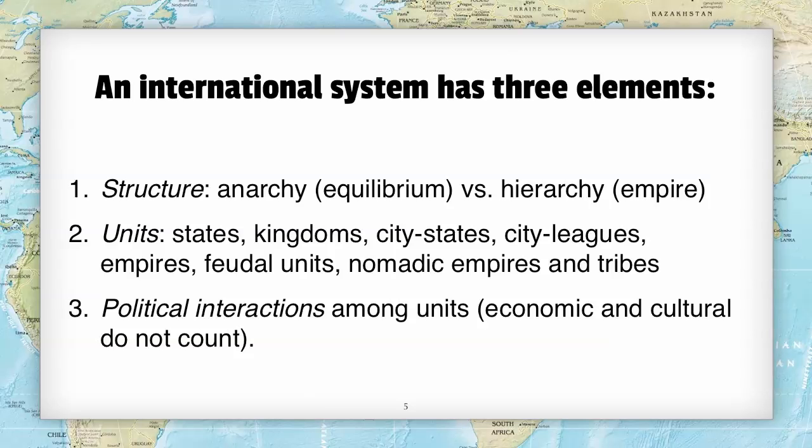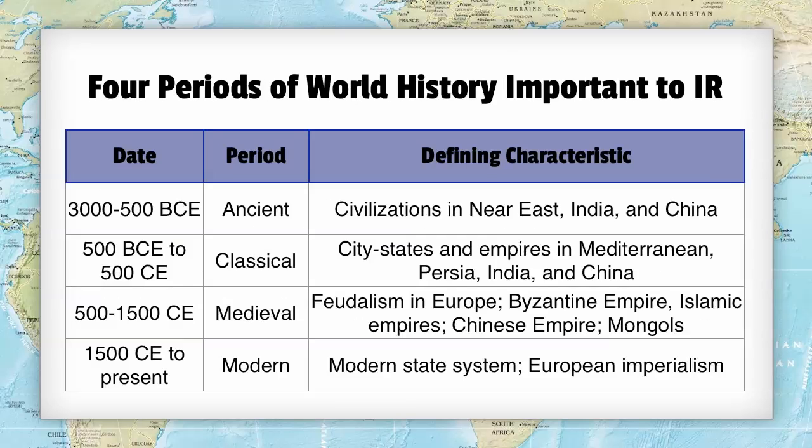As a consequence, international systems have actually gotten smaller, which is ironic, as you'll understand in just a moment, hopefully. So you have these three elements: structure, units, political interaction between them. Economic and cultural interactions don't count. Just because there was trade between the far off coast of Asia and Western Europe doesn't mean that they were interacting politically for most of their history. They weren't. So ignore trade, ignore cultural connections, just look at political interactions. Was there meaningful interaction between them on a political dimension? If there is, then you can consider them part of the same system. If there isn't, then they're distinct.